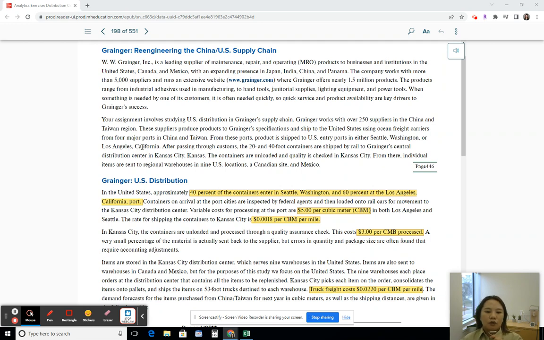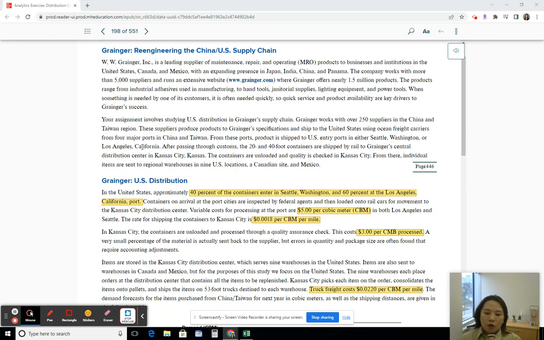And once those products arrive at the entrepôts, after passing customs, all of the containers will be shipped by rail to the distribution center of Granger's, which is in Kansas. And all the containers need to be unloaded and go through quality checking in Kansas.